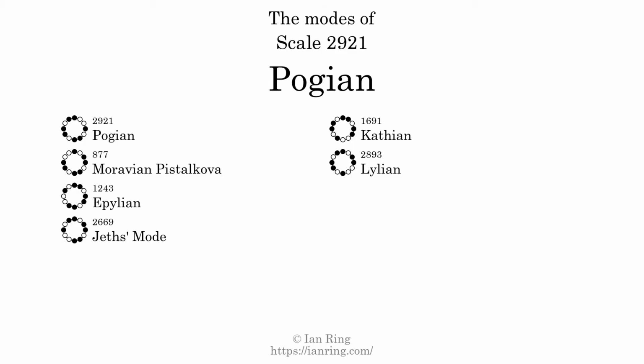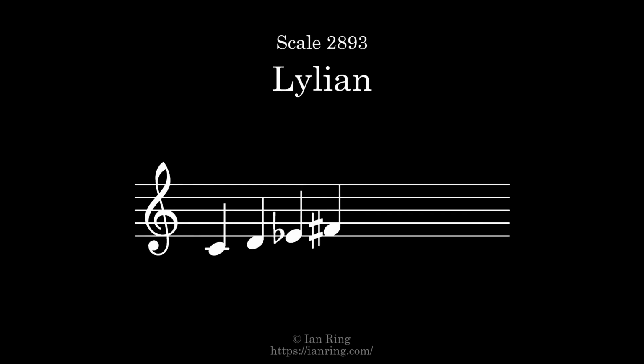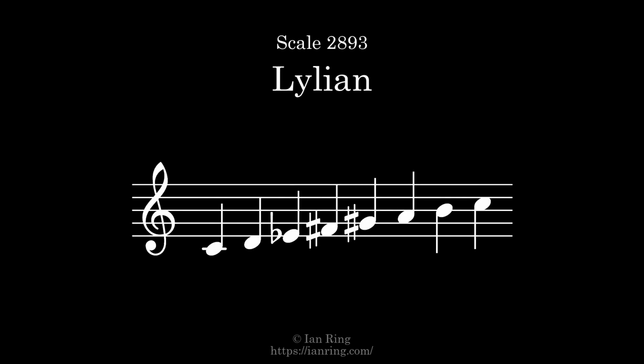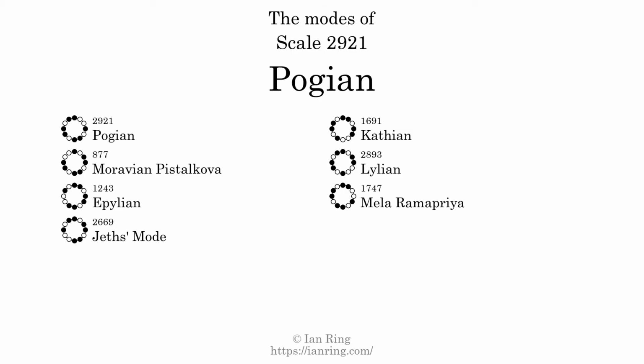The sixth mode is scale 2893, also known as Lillian. It sounds like this. The seventh and last mode is scale 1747, also known as Mela Ramapriya. It sounds like this.